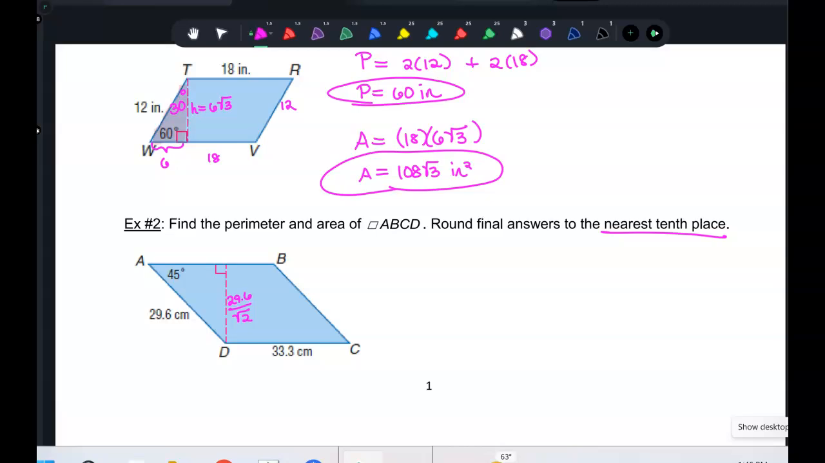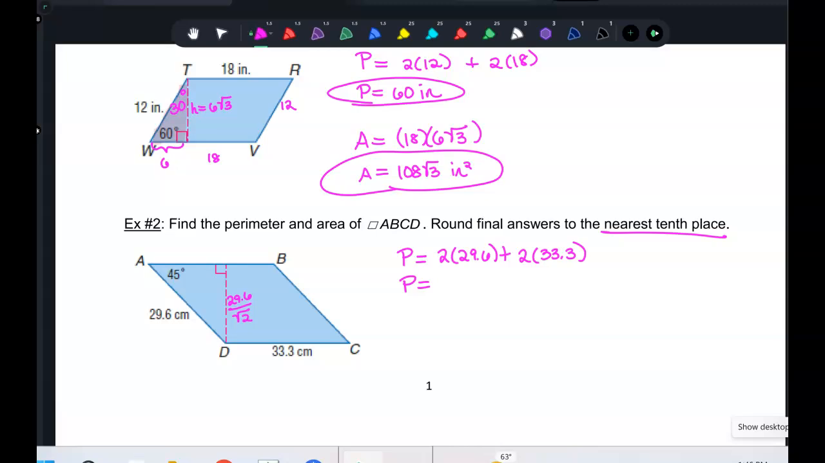Let's do the perimeter first, because that's just going to be 2 times 29.6 and 2 times 33.3. So what's that going to be?